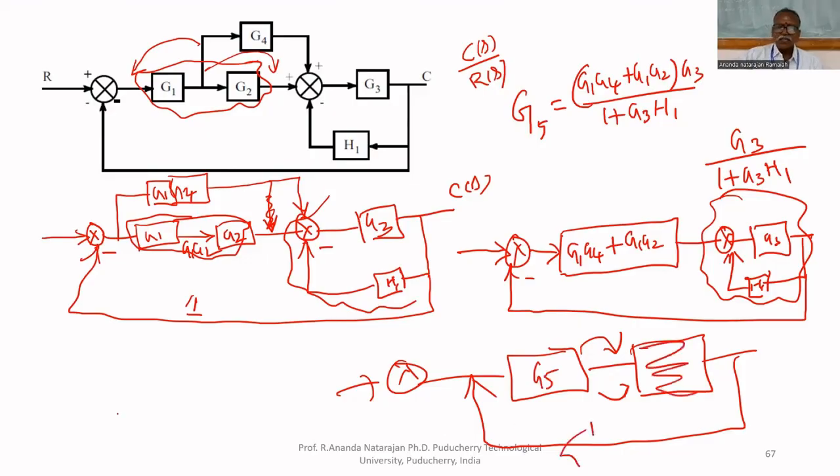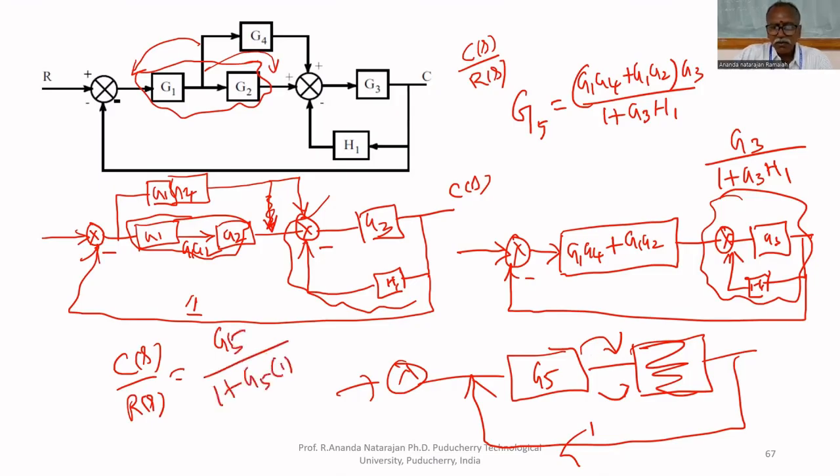The feedback is unity feedback. Then what you will get is C of S upon R of S equals G5 upon 1 plus G5 multiplied by 1, because it is unity feedback. That's all. So now you know what G5 is. Substitute G5 and 1 here and take the LCM. You will get a single transfer function. So this is called the block diagram reduction technique.